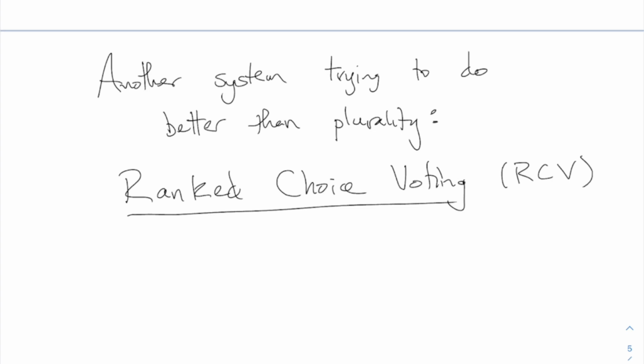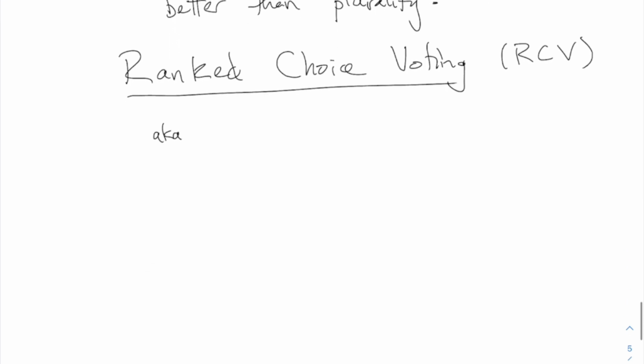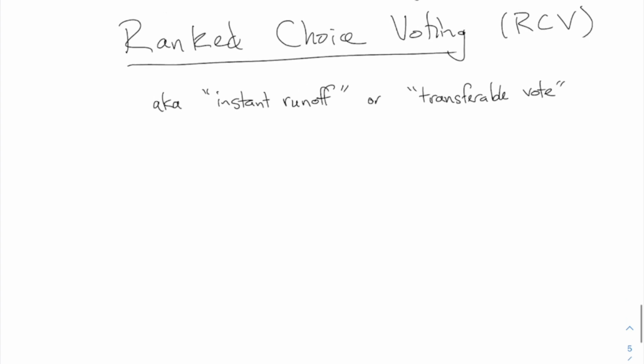This also has some other names. This is done in many other countries around the world, and elsewhere they call it other things. Sometimes this is called instant runoff voting, which I actually prefer, and I'll say why. In some places, it's called the transferable vote, which I also kind of like the sound of. All right. This is ranked choice voting, also called the instant runoff system.